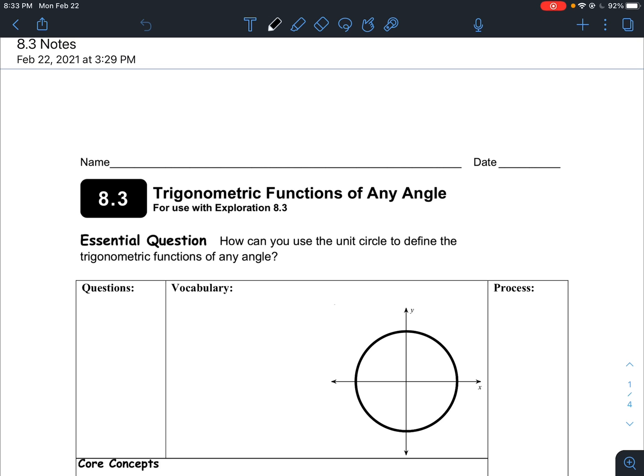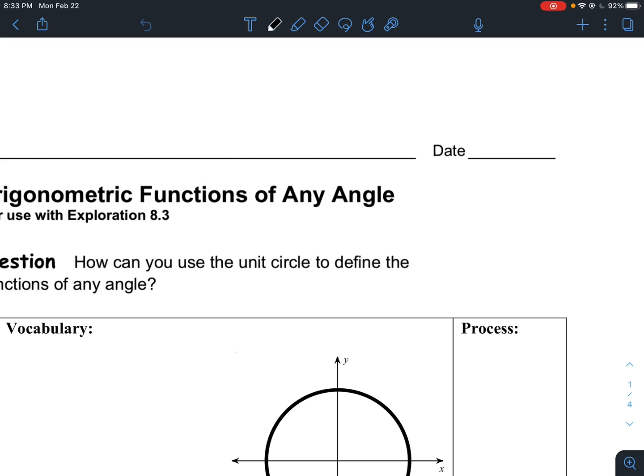Now, in 8.1, if you remember, we talked about SOHCAHTOA, which was sine, cosine, and tangent. Sine was opposite over hypotenuse. Cosine was adjacent over hypotenuse, and tangent was opposite over adjacent. So we used the six trigonometric functions, the other three being the inverses: cosecant, secant, and cotangent.